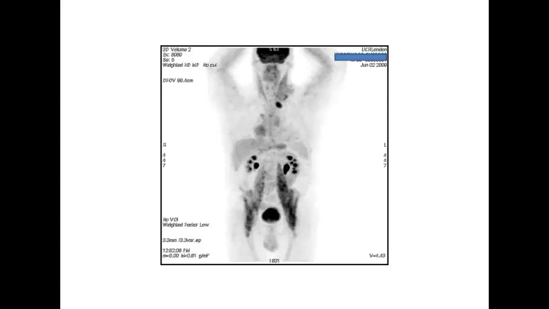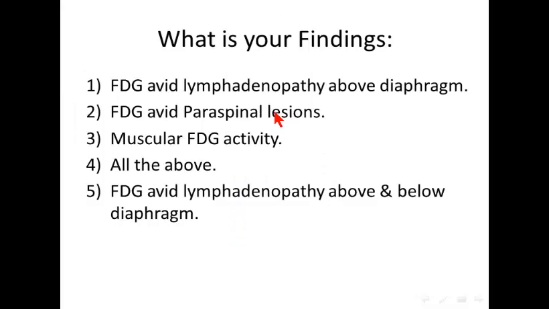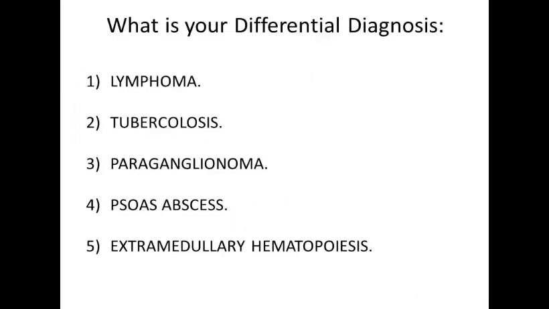Okay. So it goes more with muscular activity and no FDG avid lymphadenopathy above diaphragm. So how about this lesion here? So what's your differential diagnosis here, or diagnosis? Lymphoma, tuberculosis, paraganglioma, psoas abscess, or extramedullary hematopoiesis.